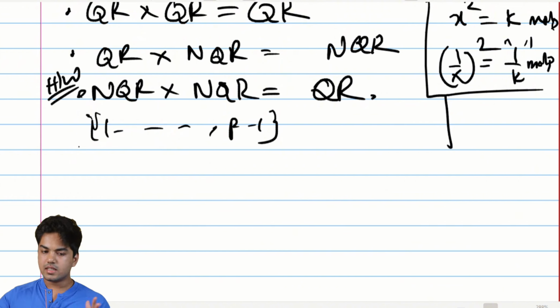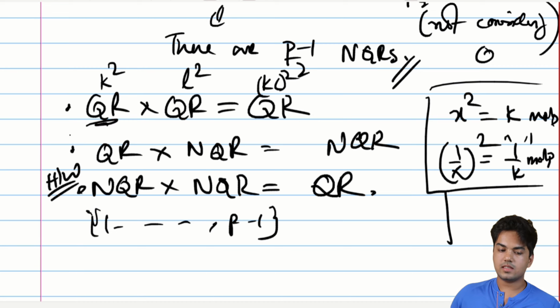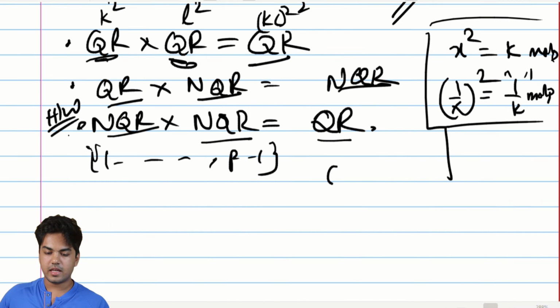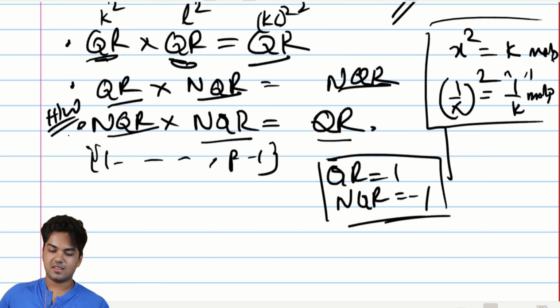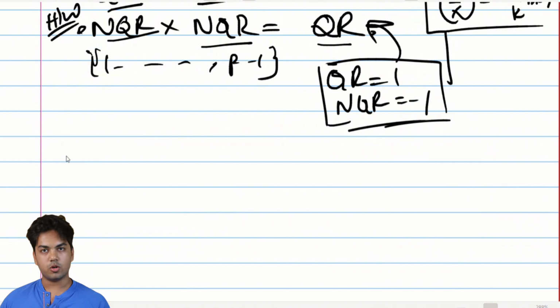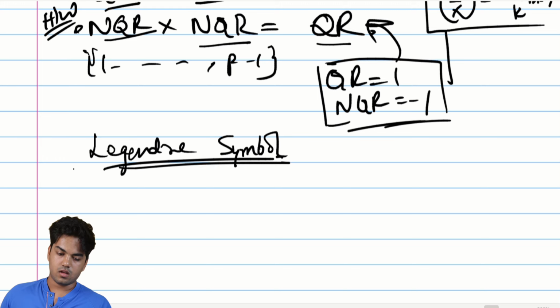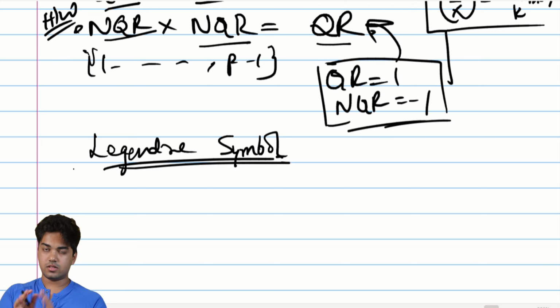It's pretty simple. But this gives an interesting picture. This is a QR times a QR, so it's a QR. QR into NQR is NQR, NQR into NQR is QR. This is very plus minus 1, right? So QR behaves like 1 and NQR behaves like minus 1. And so that's the vibe that you get, plus minus. So this motivates the definition of the Legendre symbol, which is just like a condensation of what we've done till now.